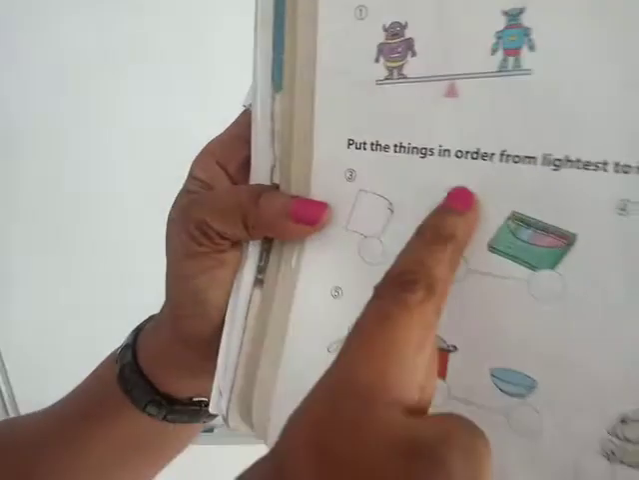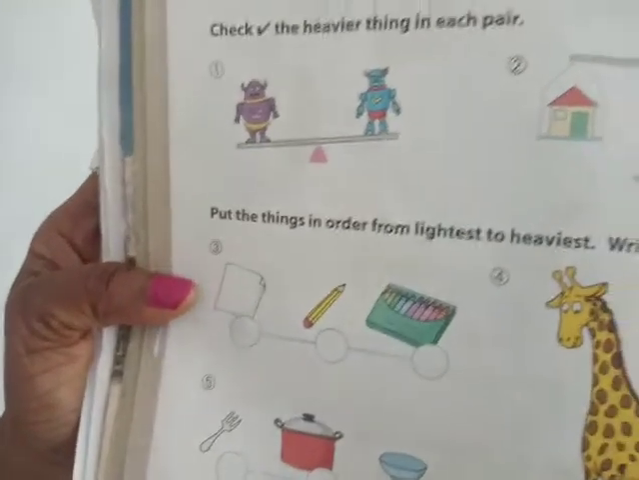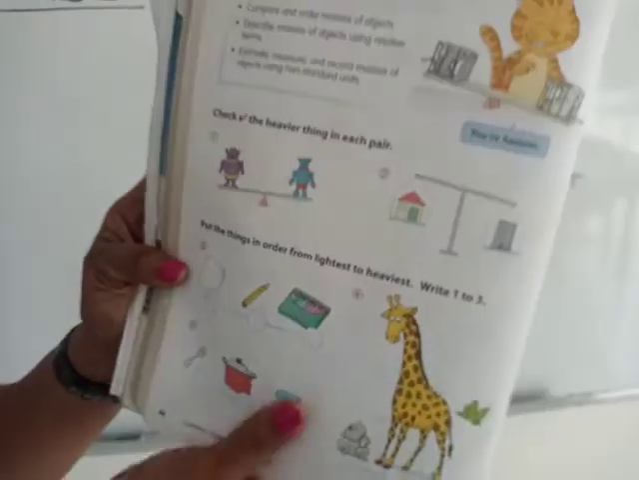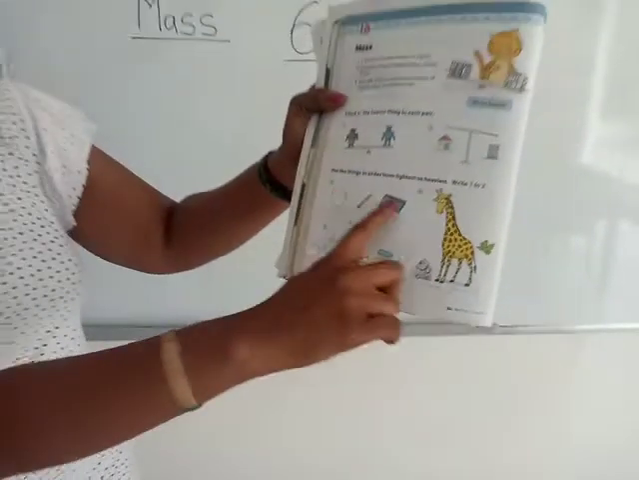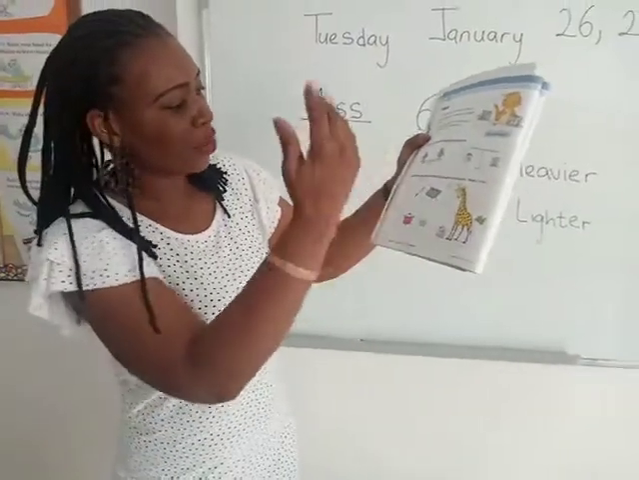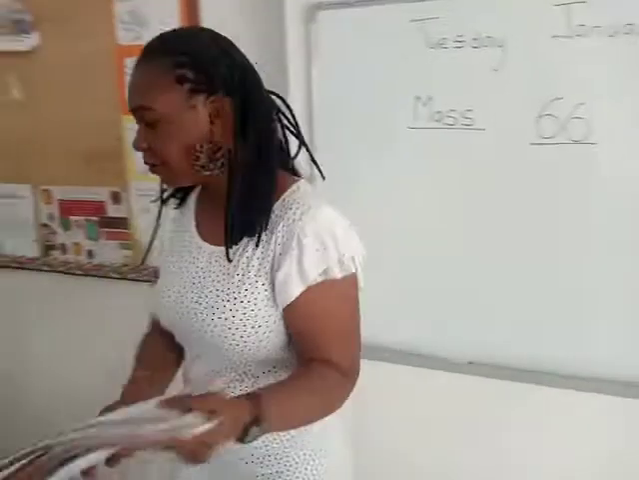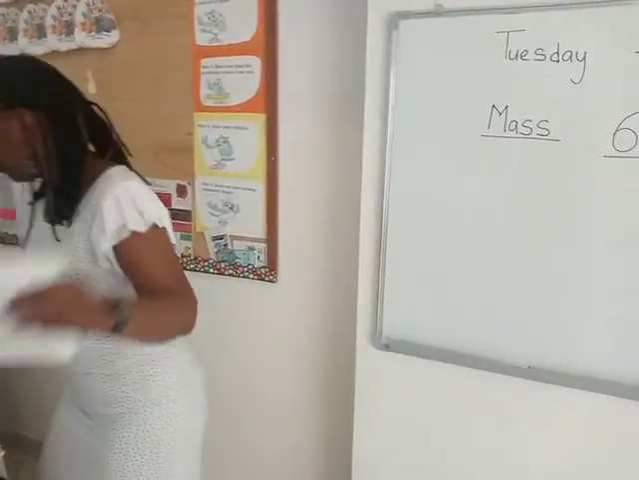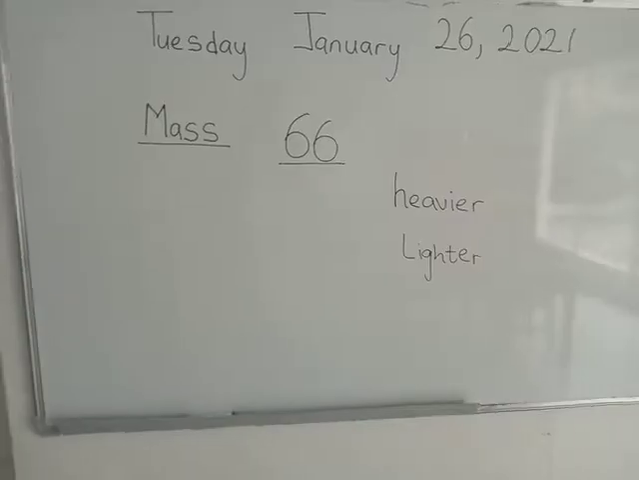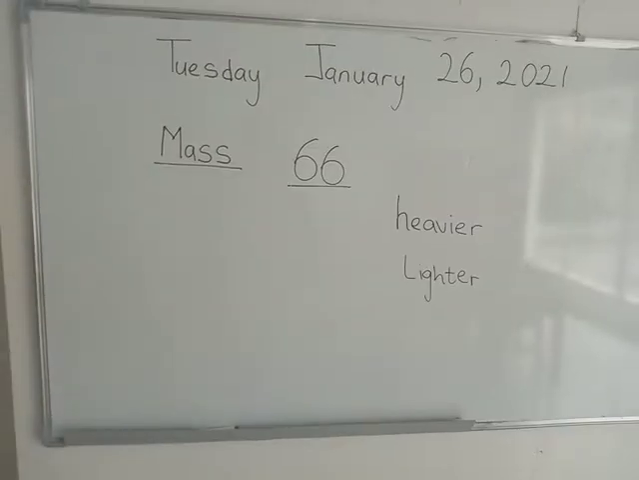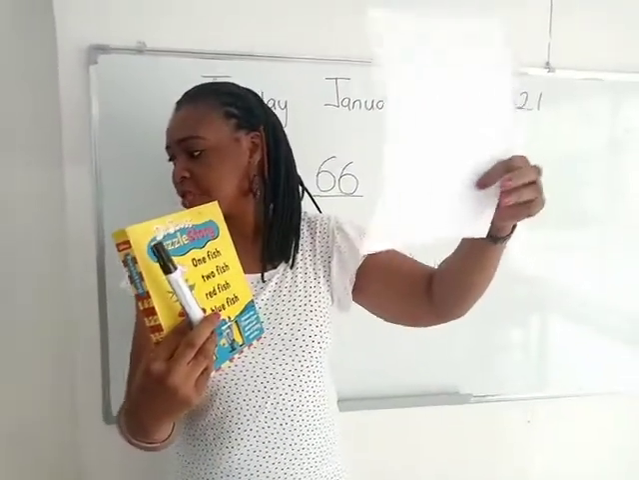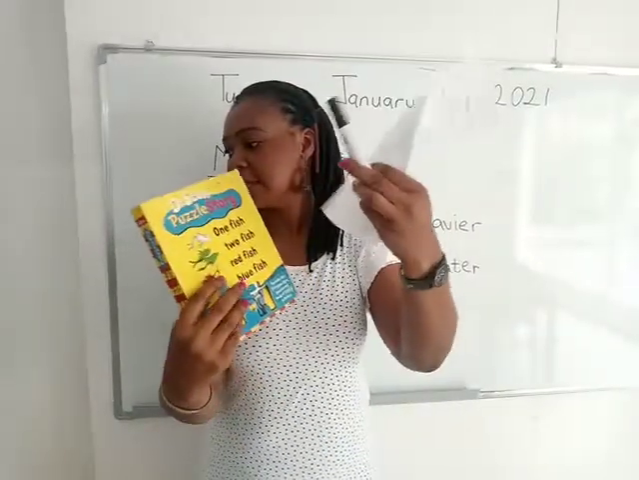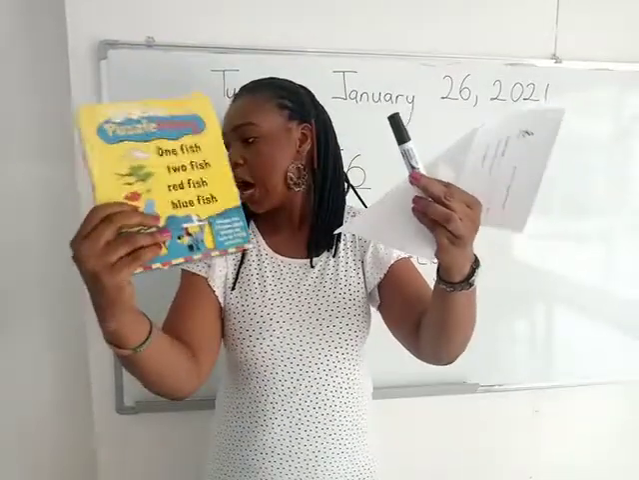Alright, and then when you're done with that, we go to number 3. It says, put the things in order from lightest to heaviest. So you're going to be arranging these objects from lightest to heaviest. So the first one I'm going to show you, and then you continue with number 4 and 5. So in the first one you have a paper, a pen, and I'm going to use this as my box of crayon, okay? I have a paper, that's the first picture. You have a pen, the second picture, and I'm going to use this as a box of crayon.